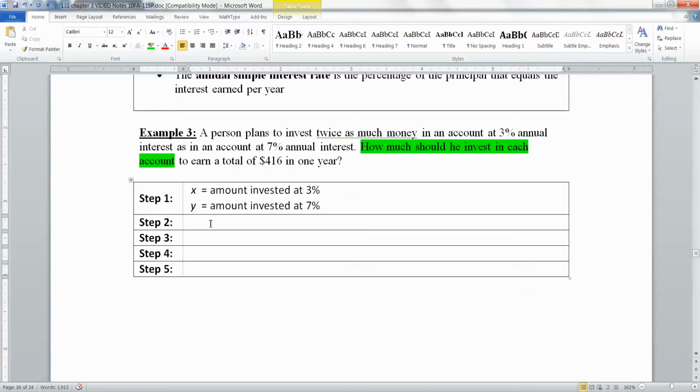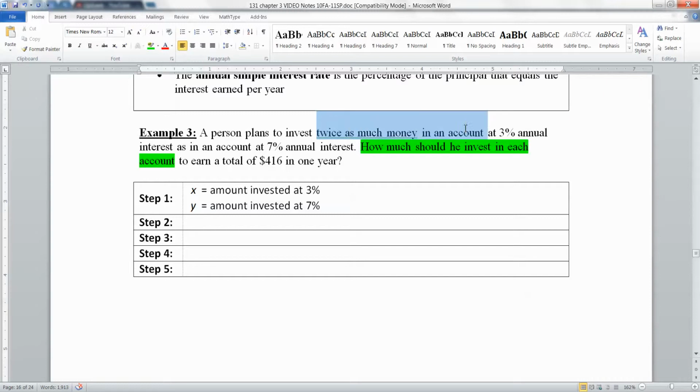All right, step 2, we need to make a couple equations here. And this is the hard part. We need to figure out 2 relationships. You have to find 2 separate things going on. Well, they might not be separate, but 2 different things going on that you can write mathematical statements about. Okay, well, we know that there are different interest rates. That's interesting. And then we know we want a total of $416 in 1 year. Cool. Then they also tell us, look, twice as much money in the 3% account than the 7% account. That's crucial.